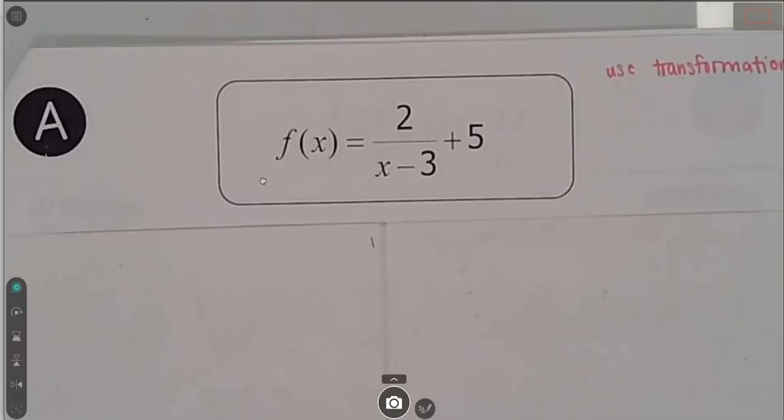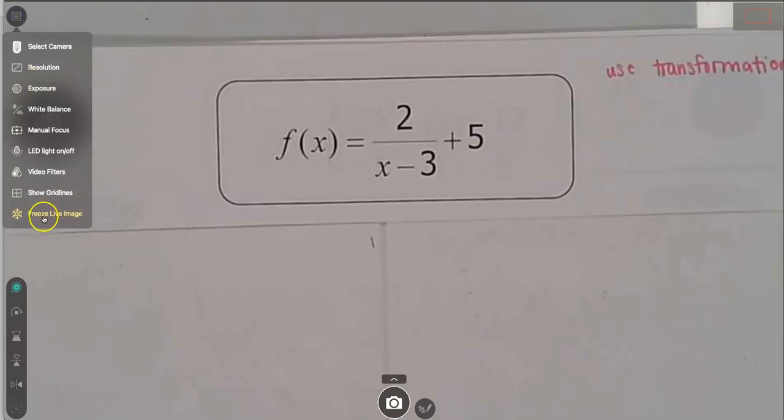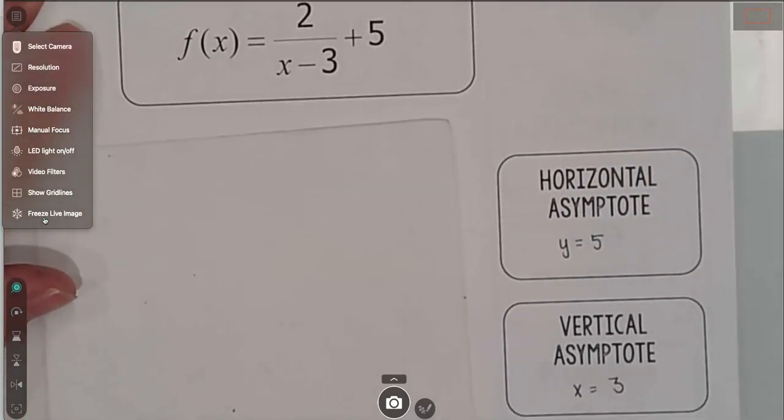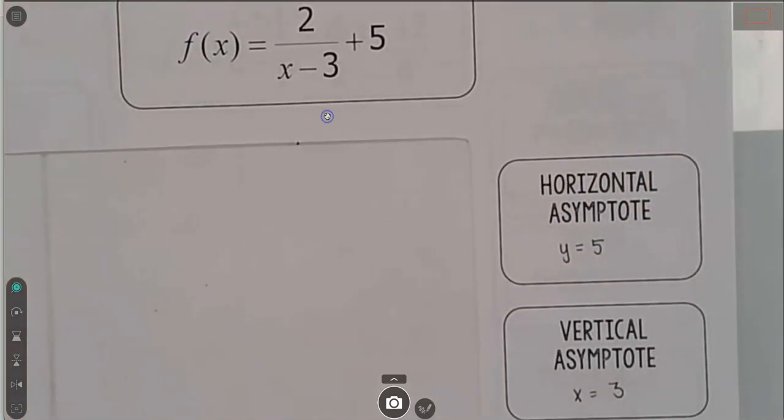You guys are awesome. So the horizontal and vertical asymptotes are y equals 5, x equals 3. Please give me the domain and range in interval notation. It is not all real numbers. Neither of them are all real numbers, because they both have asymptotes.